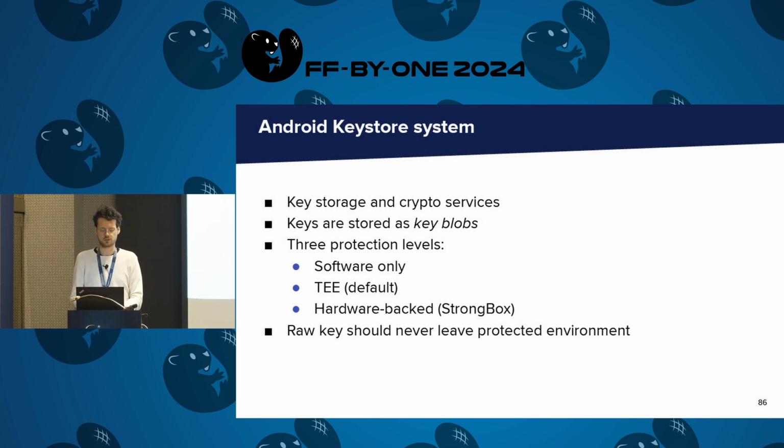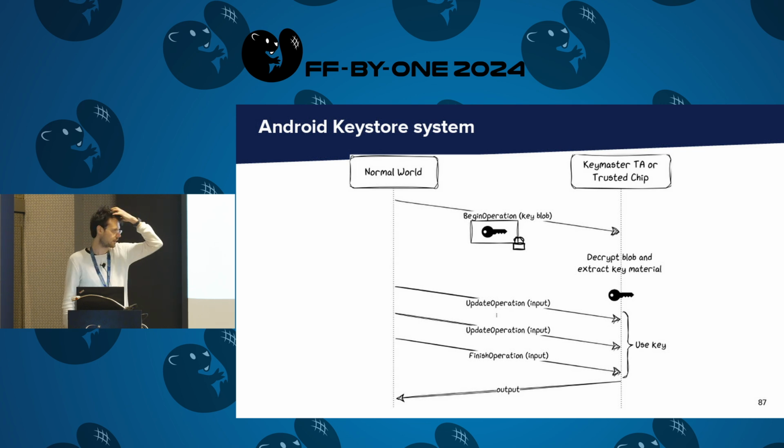So the way it happens in practice is that the normal world, as we saw before, at some point wants to perform some operation with the key. The key is actually stored in the file system in encrypted form. So it will send this key to the environment of choice, either the keymaster trusted application or the trusted chip, again when the phone has one. And this thing will take the key out of this blob using some secrets that are internal to the TA or the chip, use the key, and then return the result of the operation without ever revealing that key. So the content of the key is what we want to get.